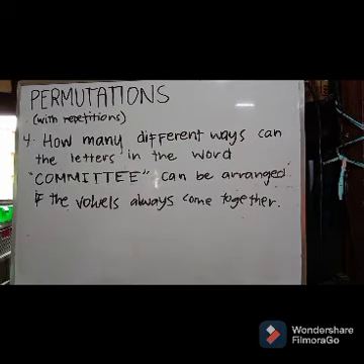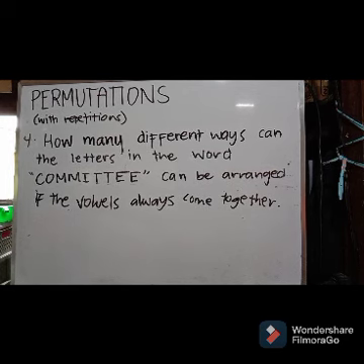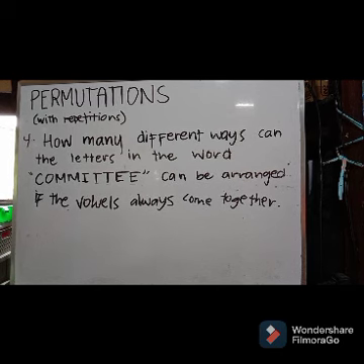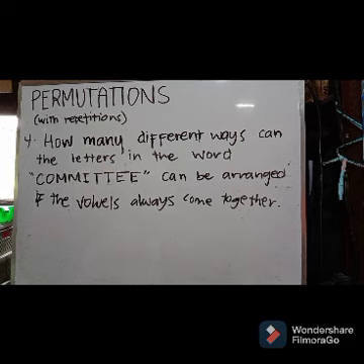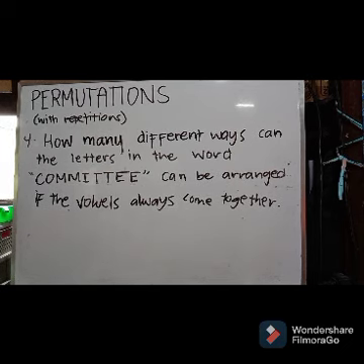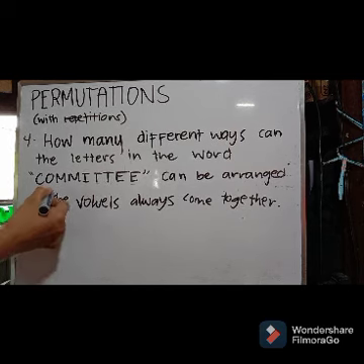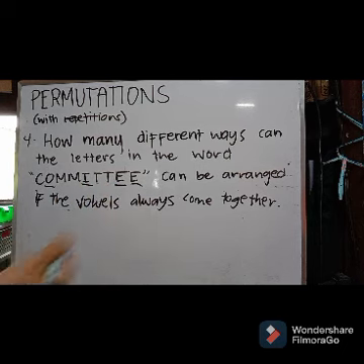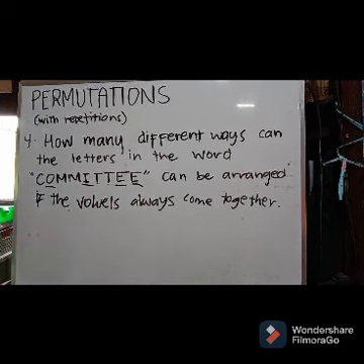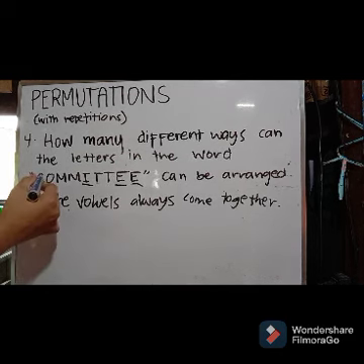And for the fourth problem in permutations, and second with permutation with repetition, just like the problem in number 3, its condition is the vowels always come together. So in the word committee, there are nine characters, or 9 letters, C-O-M-M-I-T-T-E-E, and its condition is the vowels always come together. So the vowels are O, I, E, and E. Now, if the vowels always come together, we count it as one.